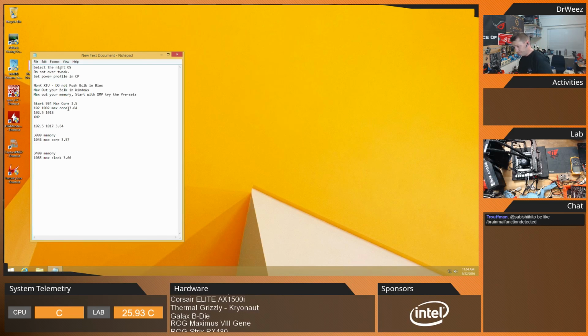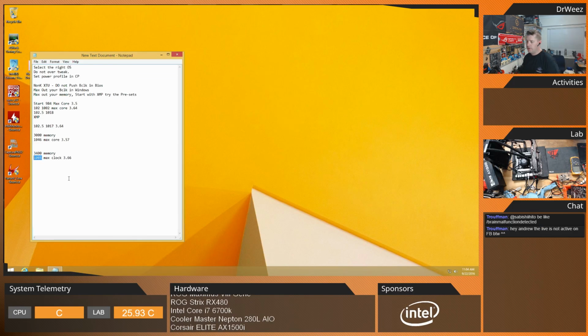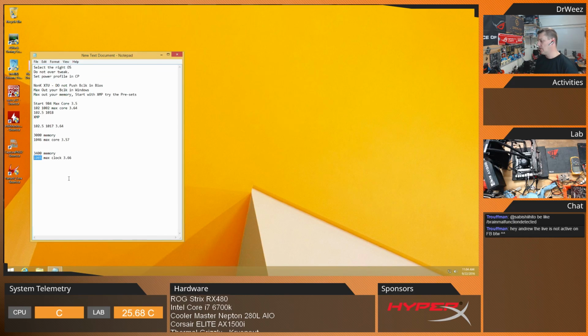The rest of it is basically around the non-K overclocking, and these are the scores that we managed to get. We started off with a score of 984, the max core frequency was 3.5, and eventually we ended off with a score of 1085. If you're doing some non-K overclocking, take a look at that video. The replays are up on YouTube, and it has some basic information in it.